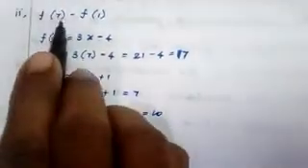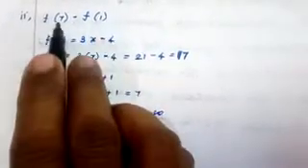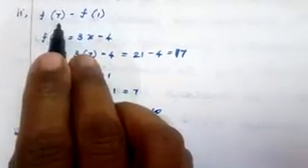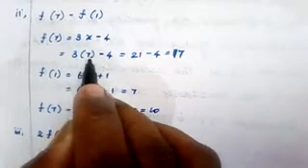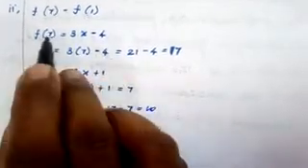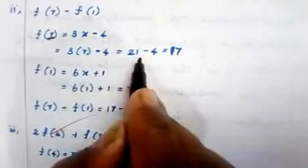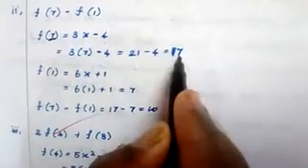Second problem, f of 7 minus f of 1. 7 lies in the third category. The third category expression is 3x minus 4. So 3 into 7 minus 4, where 7 is the x value. 3 sevens are 21, minus 4, it is 17.